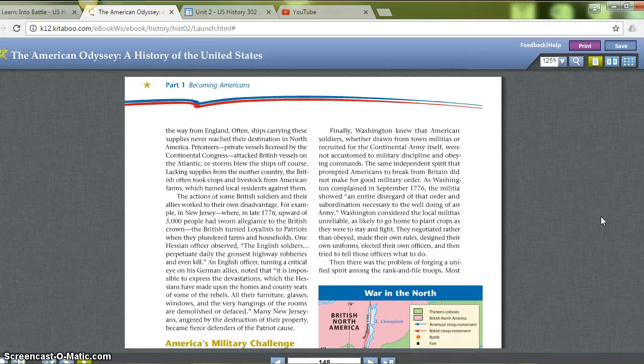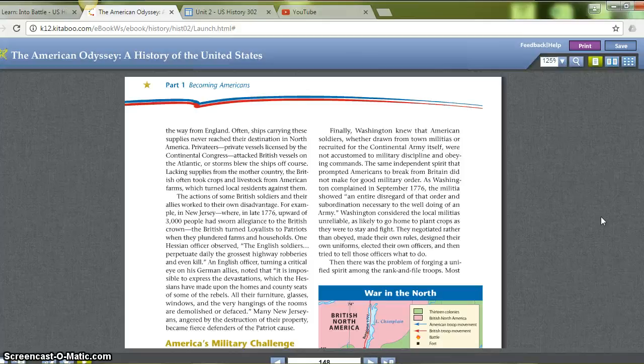Finally, Washington knew that American soldiers, whether drawn from town militias or recruited for the Continental Army itself, were not accustomed to military discipline and obeying commands. The same independent spirit that prompted Americans to break from Britain did not make for good military order. As Washington complained in September 1776, the militia showed an entire disregard of that order and subordination necessary to the well-being of the army. Washington considered the local militias unreliable, as likely to go home and plant crops as they were to stay and fight.